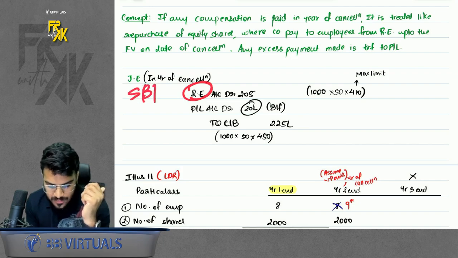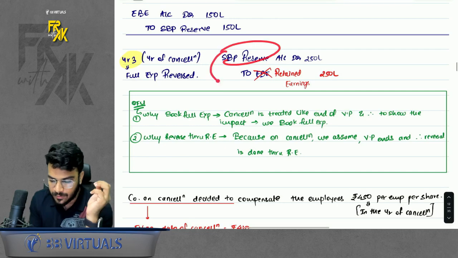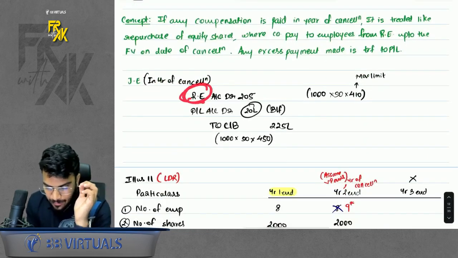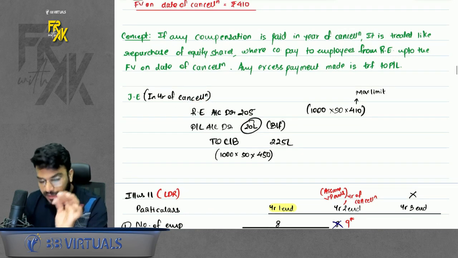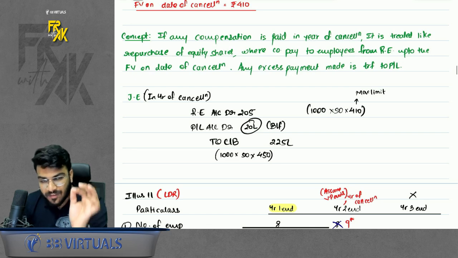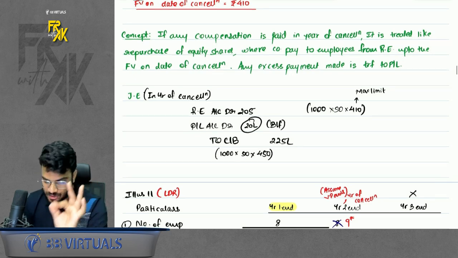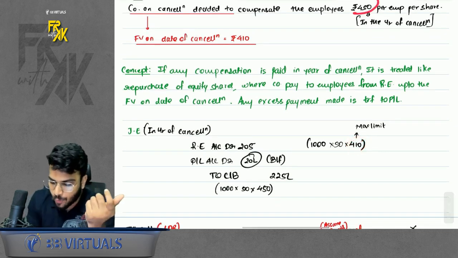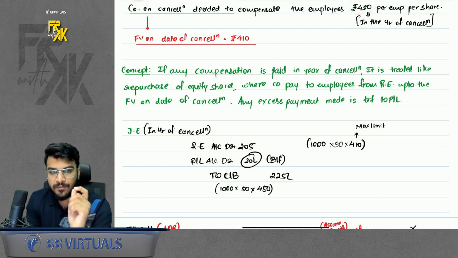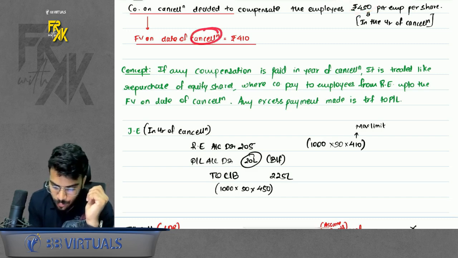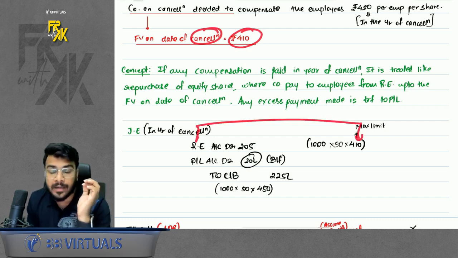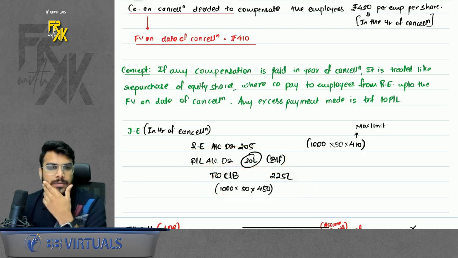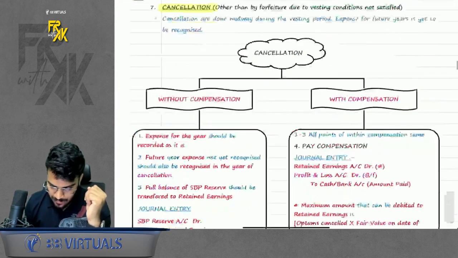Why not from SBP reserve, sir? Because all SBP reserve has already been reversed. Okay. So you will pay off from retained earnings. But while debiting retained earnings, there is a maximum limit. Whenever you are paying the compensation, whatever is the fair value on the date of cancellation, that is the maximum amount you can debit. So even if you are making a compensation payment of 450, but the fair value on the cancellation date is 410, you can debit only 410 in retained earnings. But if you are making a payment of 450, the difference will be transferred to profit and loss. Do remember that part. Okay, so this was the concept of cancellation.